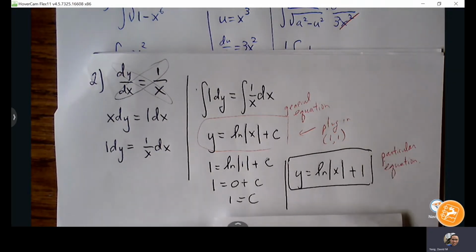Okay, C is 1. Update that C with the 1, and then you can graduate that general to a particular equation. Okay, any questions with part A?